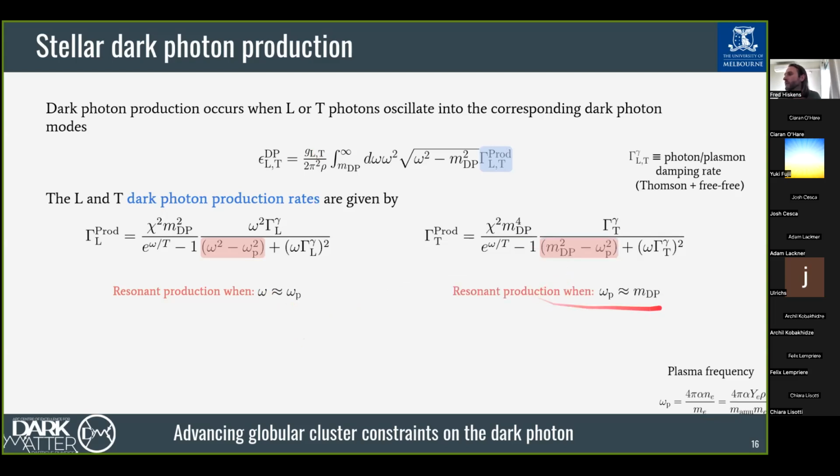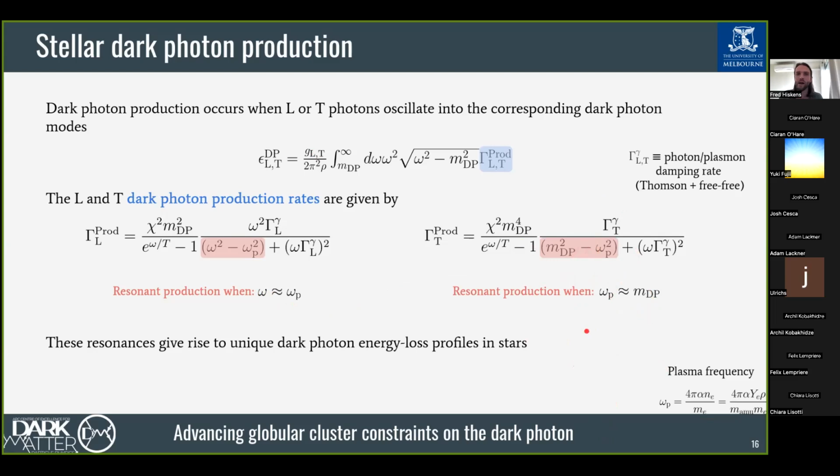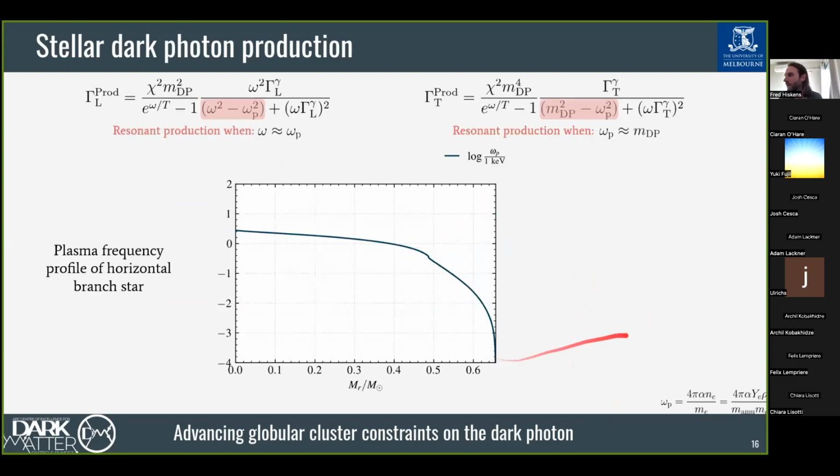This production will be resonant in the stellar region which has a plasma frequency equal to the dark photon mass. And so these two different resonance conditions give rise to very different and unique energy loss profiles in stars. So we'll have a look at what those look like now.